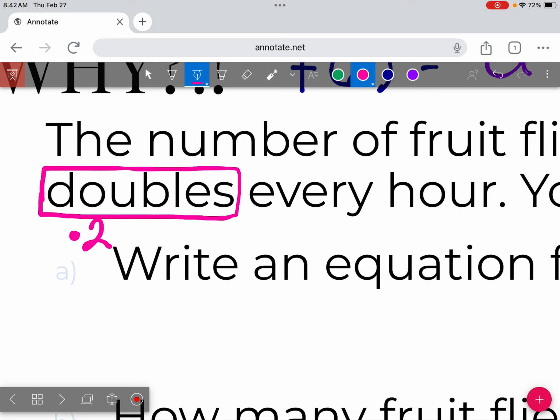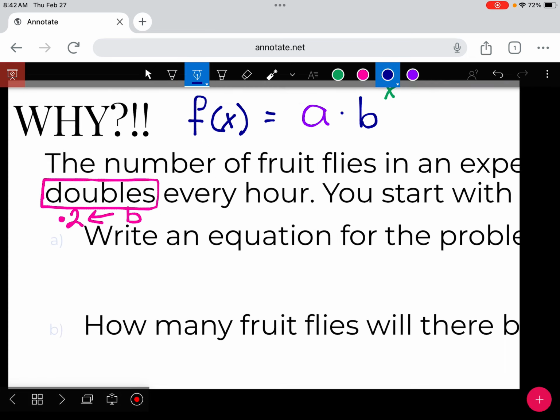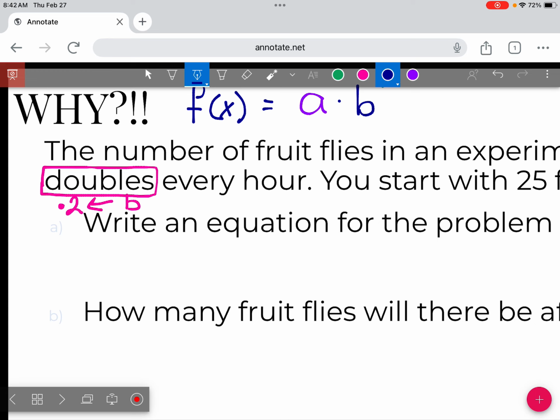Times 2. So what that's telling us is how it's changing. It's telling us what is changing for each x. So that's going to tell us our base. So this guy is going to be our b. When we come to write an equation, our b is going to be that 2. It's doubling. 2 to the x. We're going to have x as our exponent.